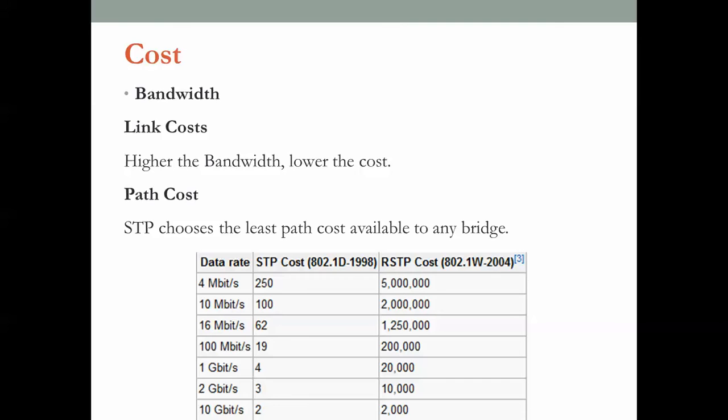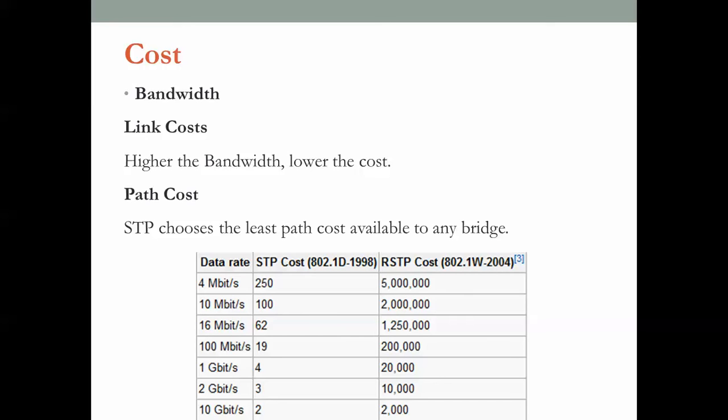So basically cost in STP is nothing but bandwidth. It's the bandwidth of your link. So we have two parameters in cost. One is known as link cost and the other is called path cost. Link cost, as I said, is nothing but the bandwidth of the link that you're using. Say it can be 1 gig, 100 Mbps, 10 Mbps or 10 gig, etc.